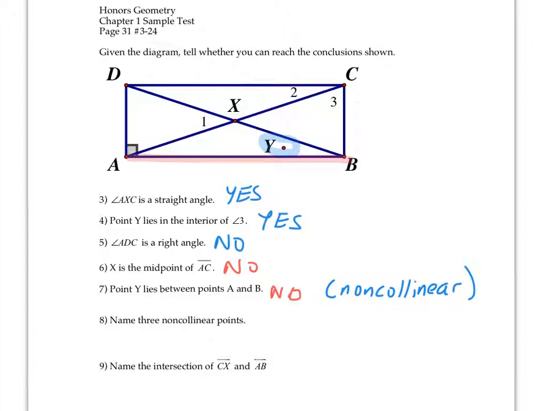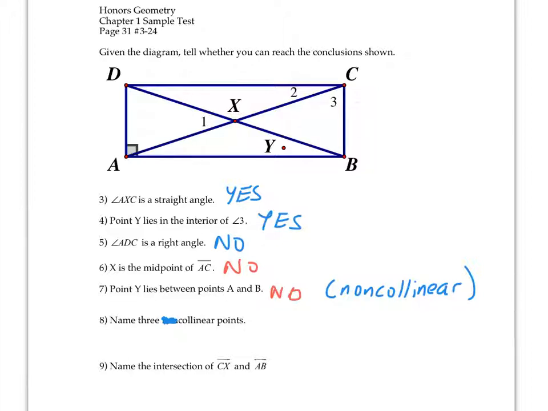For number 8, we're switching gears here. They ask us to use the diagram just to name a few things. In number 8, they want us to name 3 non-collinear points. So just pick 3 points that are not on one line. Oh, sorry, I wrote it wrong, you guys. I made a mistake here. It says name 3 collinear points. So my fault. It happens when you do this late at night.